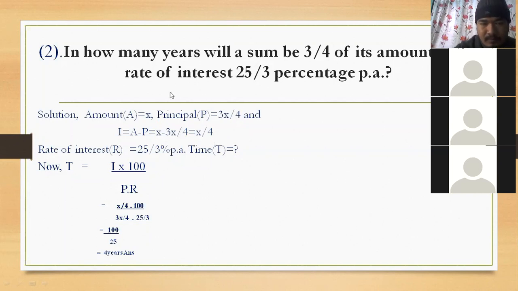Sir, can you explain this again? Look, here the amount is, suppose, x, and the principal is clearly given in the question. The sum will be 3 by 4 of its amount, 3 by 4 into x. Then if the amount and principal are given, we can find the interest. Interest equals A minus P. Are you clear, children? Yes, sir.